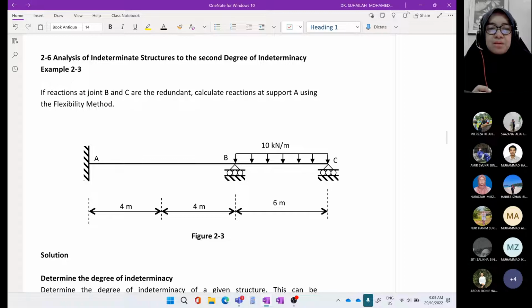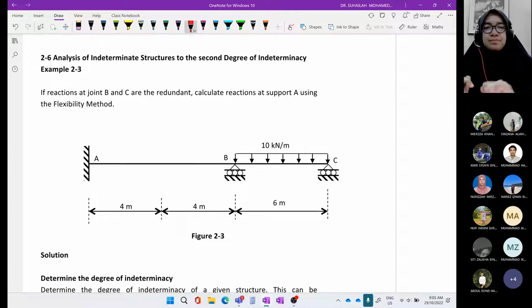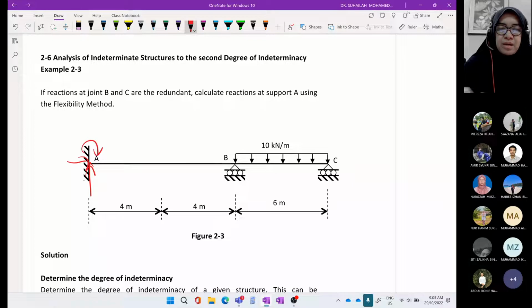Okay, so we have in the figure an indeterminate beam. There are 5 unknown reactions: fixed at A, roller at B and C. So there are 5: 1, 2, 3, 4, and 5. Remember, we cannot calculate 5 unknown reactions because we can only calculate 3 using equilibrium equations. We cannot use equilibrium equations only, so we have to have another equation to solve for the redundant.